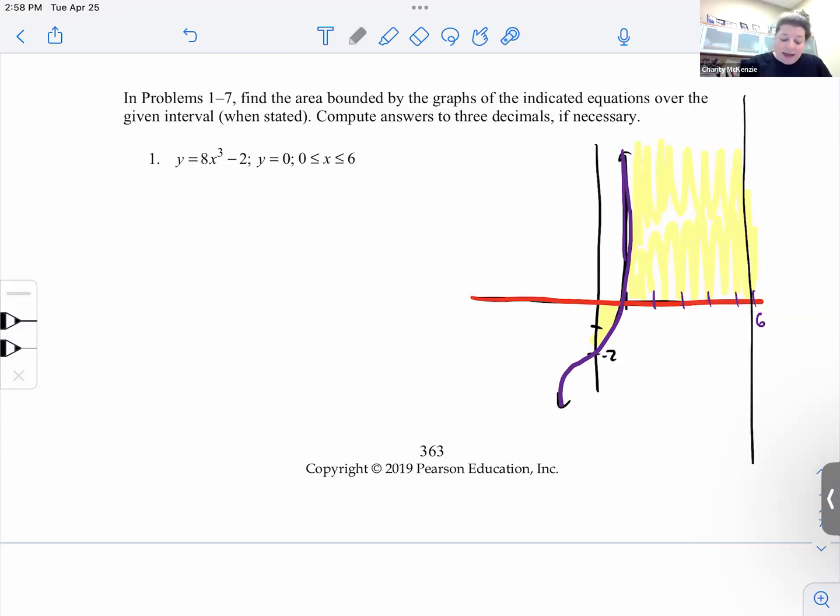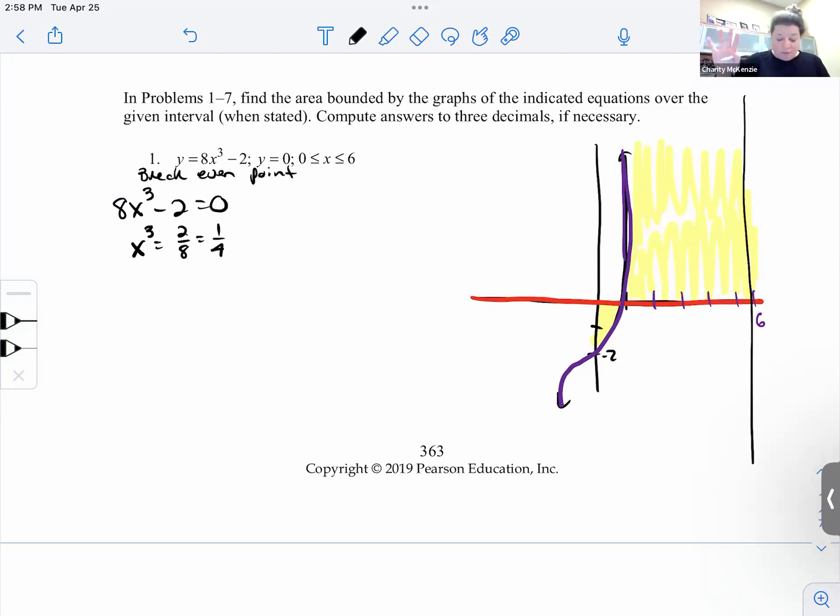The way that we do that is we set our functions equal to each other, and that gives us our break-even point. This should be something you've heard a lot in business: where's the break-even point? It's where the functions equal each other. So we have to solve this. We add the 2 over and divide by the 8, so x to the third is going to equal 2/8, which is the same as 1/4.